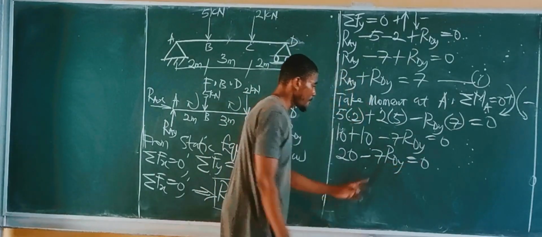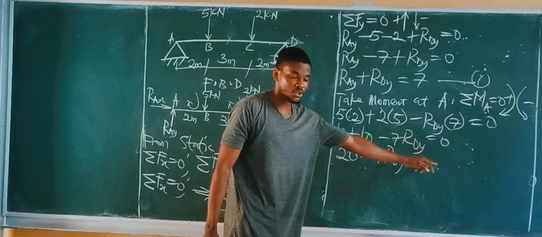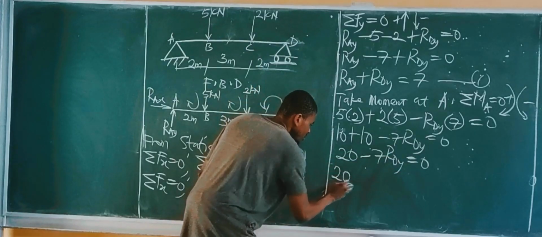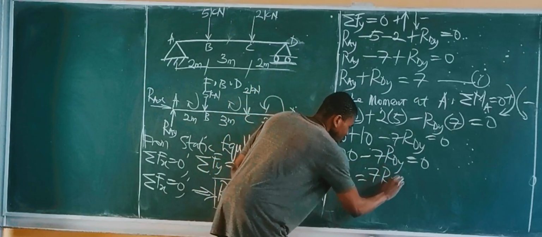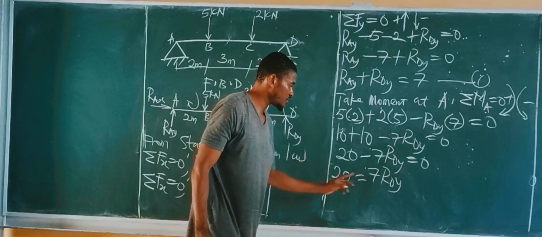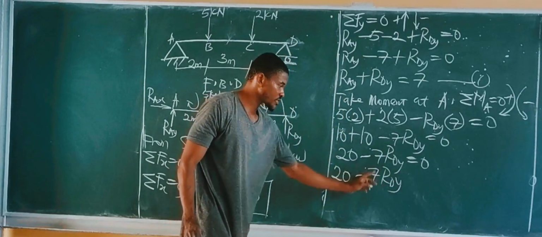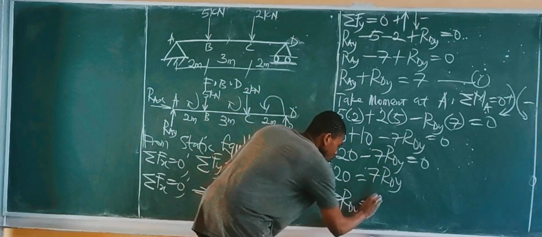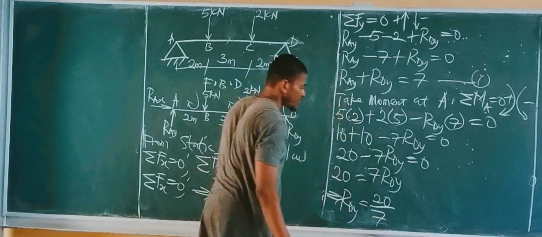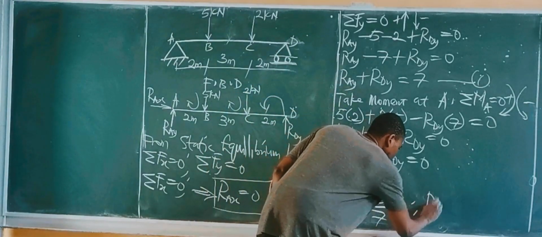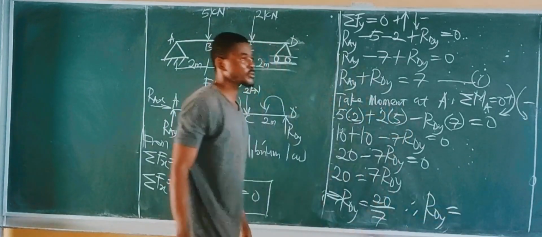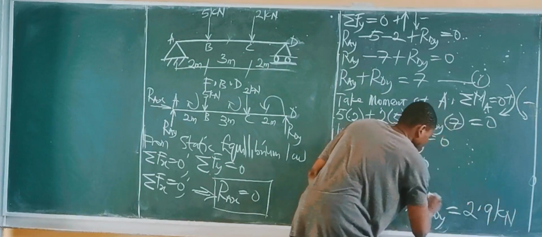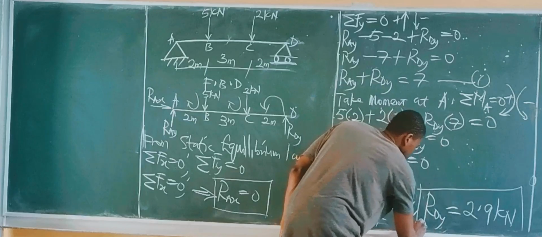So let's send minus 7 R dy over to this side of the equation. Minus plus an equal to sign becomes positive. So we have 20 equals 7 R dy. So to make R dy subject, divide both sides by what? 7, which is the coefficient of R dy. So that simply implies that R dy is 20 divided by 7, and therefore R dy is equal to 2.9 kilonewtons. So R dy is simply 2.9 kilonewtons.